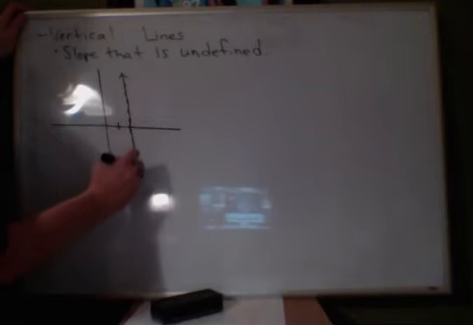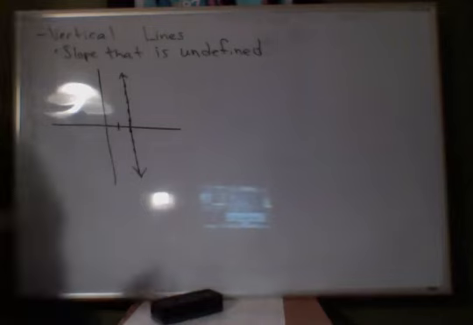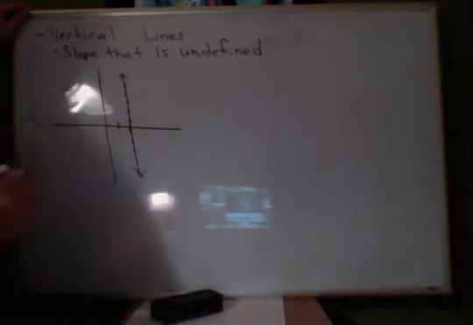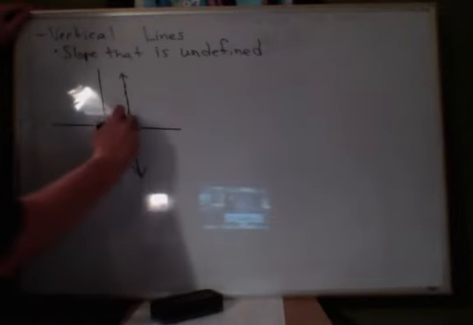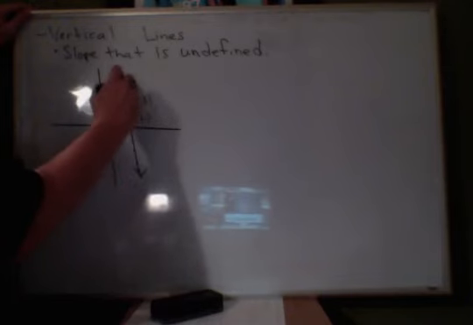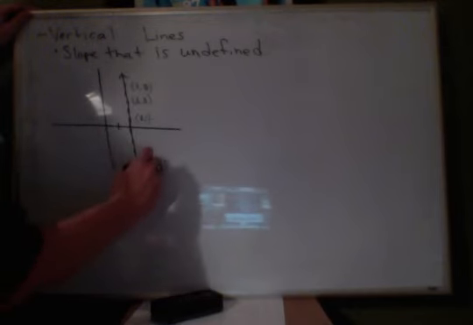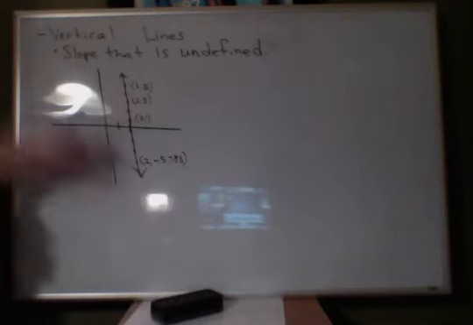In the same way, when we looked at the horizontal line, they all had something in common. All of the points on a vertical line also have something in common. And the thing that they have in common is that their x values are all the same. This is the point 2, 1. This is the point 2, 3. This is the point maybe 2, 5. This is maybe the point 2, negative 5.783. Okay? So their x values are all the same.